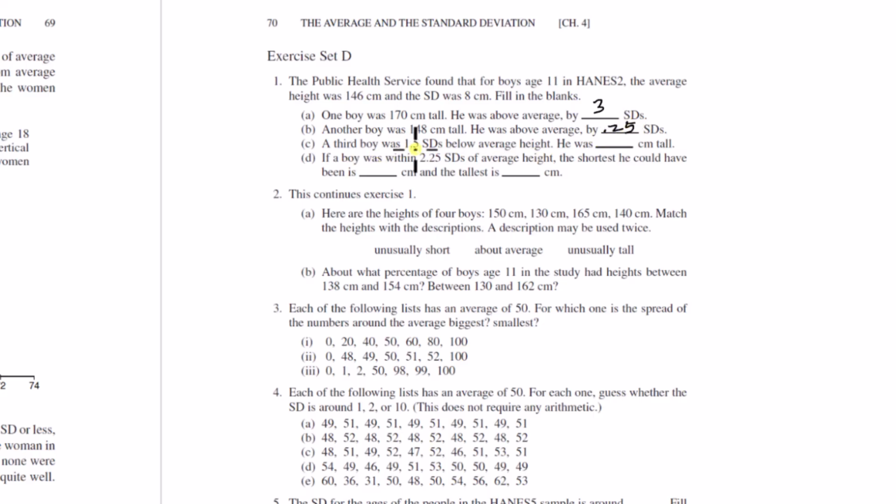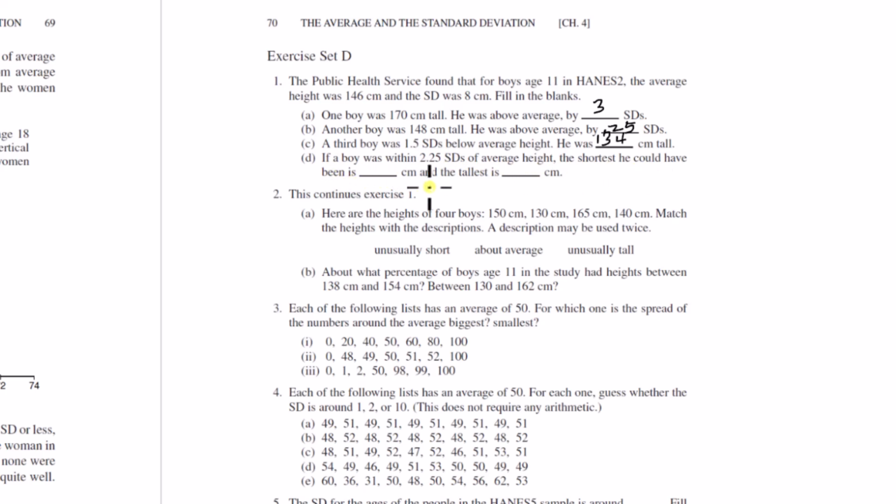A third boy was 1.5 standard deviations below average height. So how tall was he? The same question, just from a different angle. How many centimeters is 1.5 standard deviations? Well, if a standard deviation is 8 centimeters, what's 1.5 of 8? Well, 1 is 8, and then a half is 4, so 8 plus 4 is 12 centimeters. This third boy was below average height by 12 centimeters. 146 minus 12 is 134.